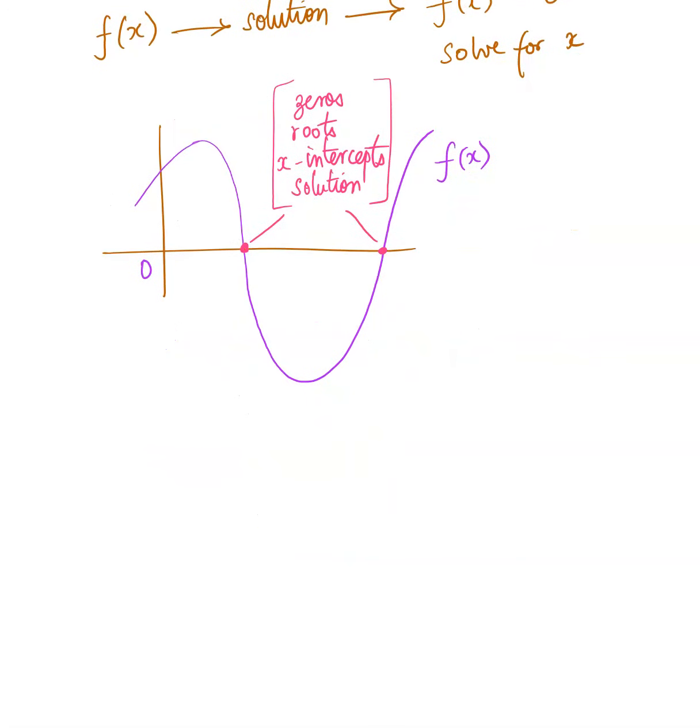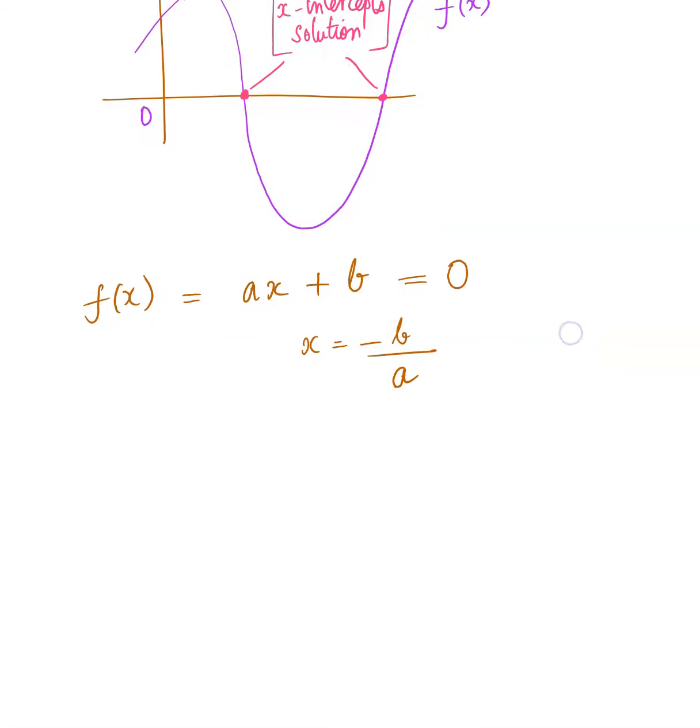Now, if your function, say f of x, was given to be a polynomial of degree 1, right? This is a polynomial of degree 1. It's basically a linear function. If we need to find the solution for this, you will set this to 0, and actually you can solve for x, right? Subtract b on both sides and divide by a. No matter what b or a will be, you can go ahead and find the solution.